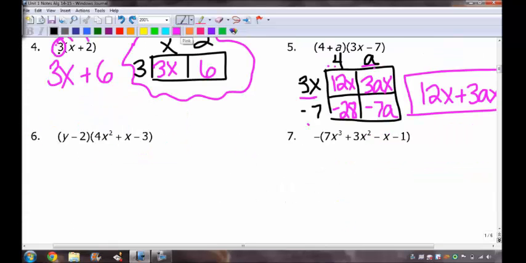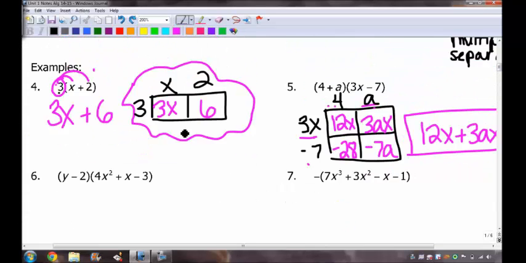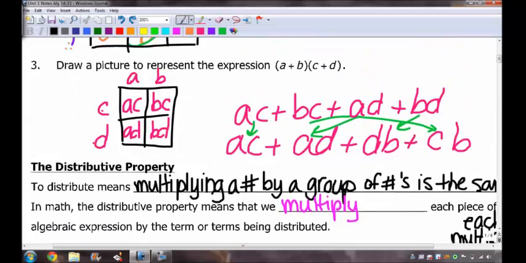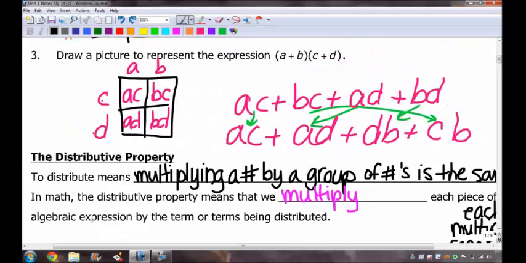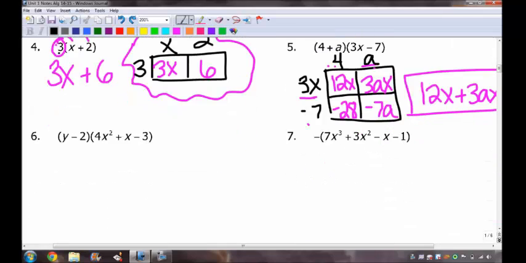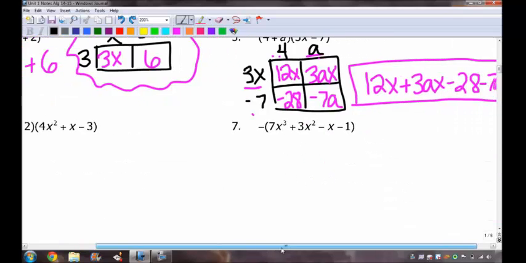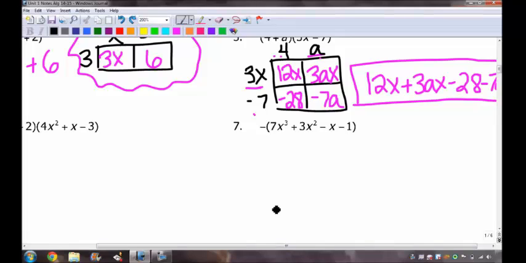We are going to skip question number 6 because it's very much like question number 2 that we had done on the top right here, and we'll get more practice with those questions in class. So let's look at number 7. And number 7, I don't need to do a box because it's just this on the outside that's being distributed.